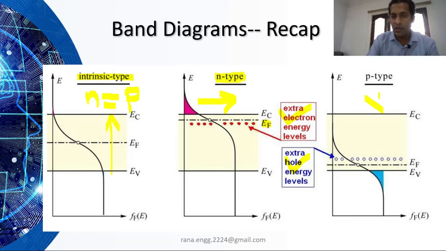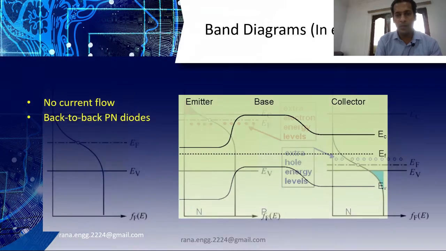This side we don't have many electrons, no conduction due to electrons. But we have plenty of holes. The hole energy will increase and the Fermi level will tend towards the EV, towards the valence band. So this is about the valence band we have to remember.